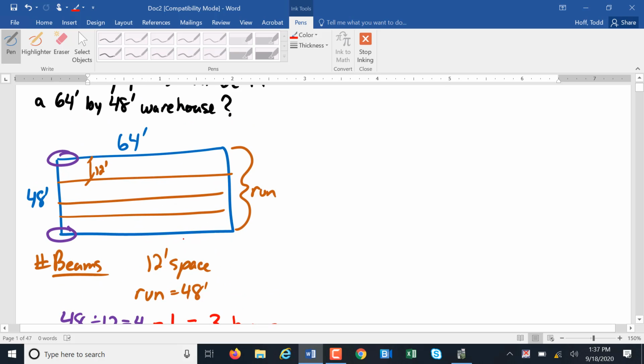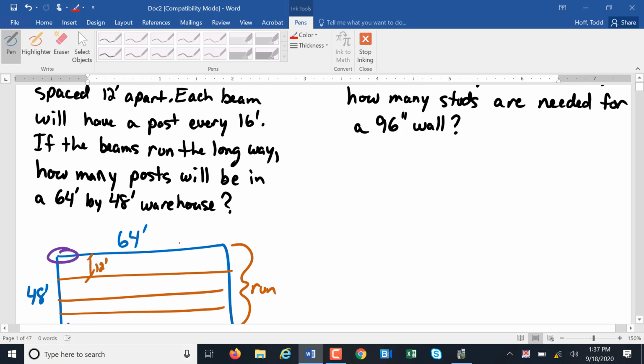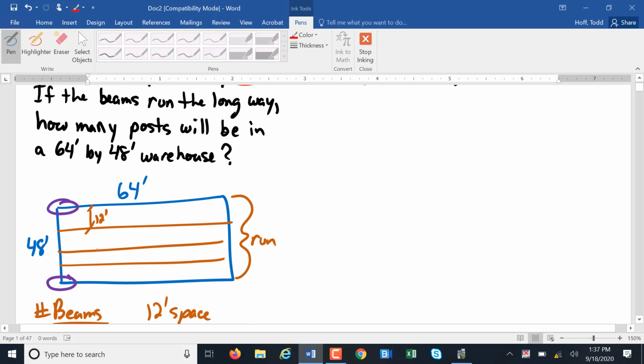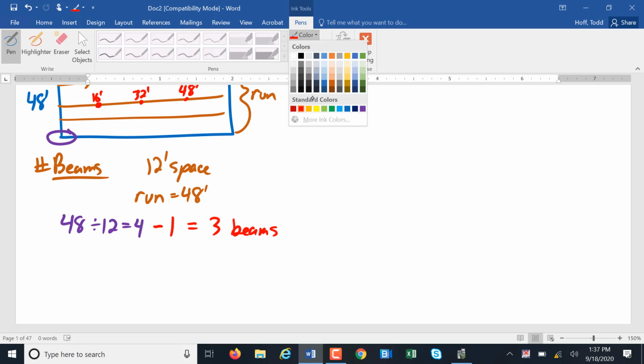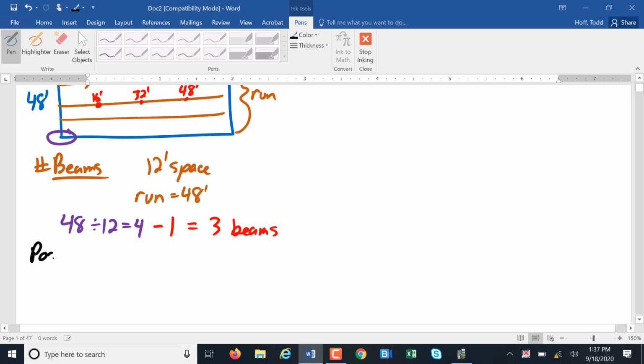So now then we're looking at posts. The posts are spaced 16 feet apart along those beams. So there'll be one at 16 feet, 32 feet, 48 feet, and then of course 64 feet would be the wall. So it's the same type of thing there. Each beam needs posts. So the posts on each beam.